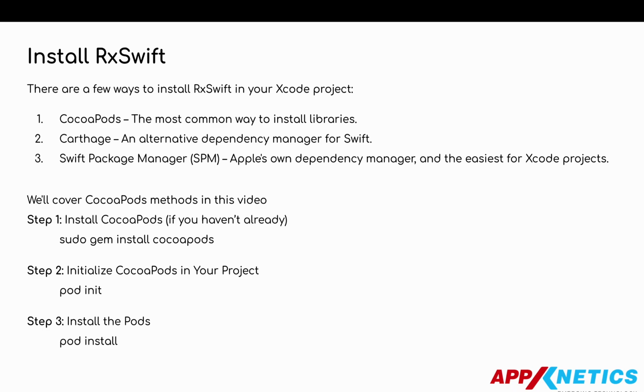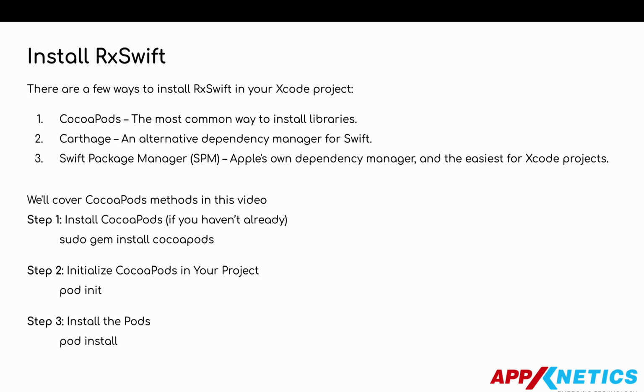So step one, install CocoaPods. If you don't have CocoaPods already installed on your Mac, open your terminal and run the following command to install CocoaPods: sudo gem install cocoapods. Step 2, initialize CocoaPods in your Xcode project. So you have to open your project directory in the terminal and run pod init. This will create a Podfile in your project directory.